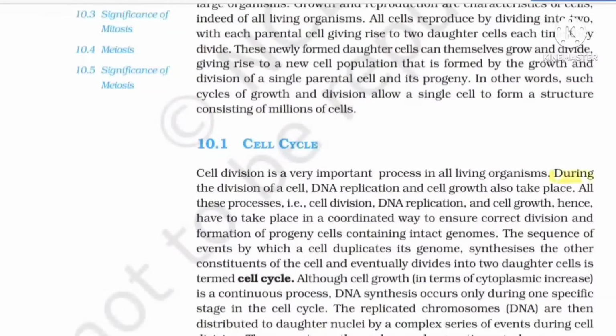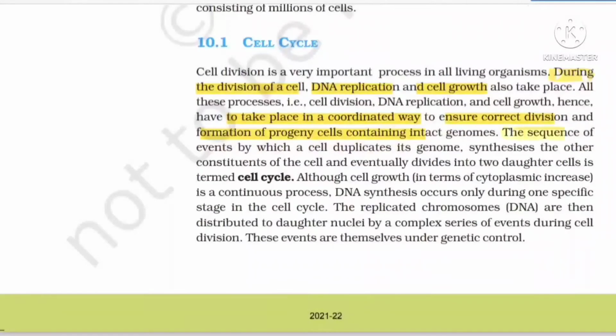So see, during the division of the cell, DNA replication, cell growth and cytoplasmic growth will be there. All this will take place in a highly coordinated manner to ensure correct division and formation of progeny cells. There is a sequence by which the cell duplicates its genome, meaning its genetic material, its DNA, synthesizes other constituents of the cell, and eventually divides into two daughter cells. Then we say it is the cell cycle.